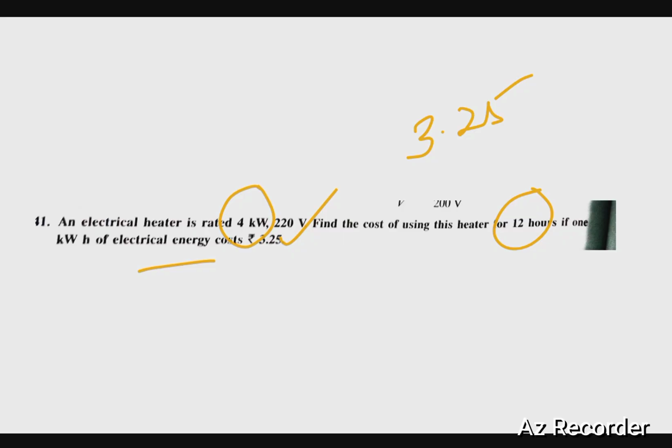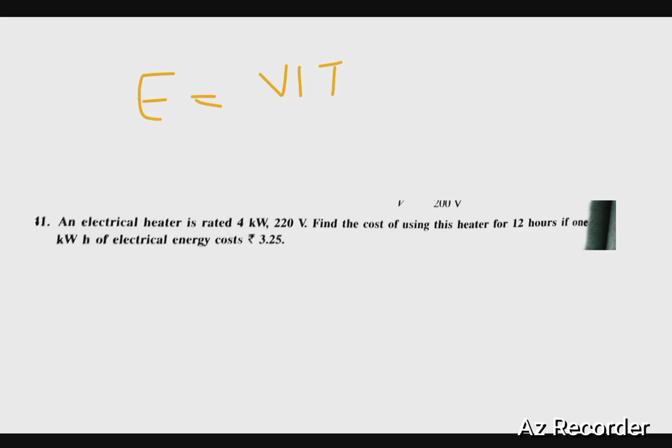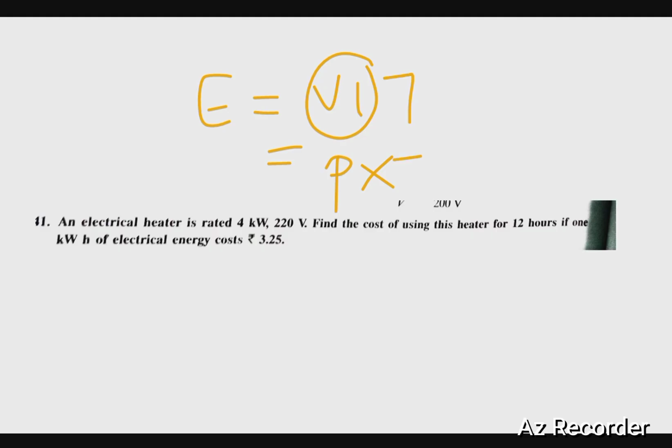So clearly here the power is given in kilowatt. The electrical energy consumed, we already know, is V into I into T by 1000. We do this division by 1000 to convert electrical energy into kilowatt hour. Already here the power is given in kilowatt, so now you don't have to divide it by 1000. So here the electrical energy is given by VIT. We know that V into I is equal to power, so power into T is the electrical energy consumed.